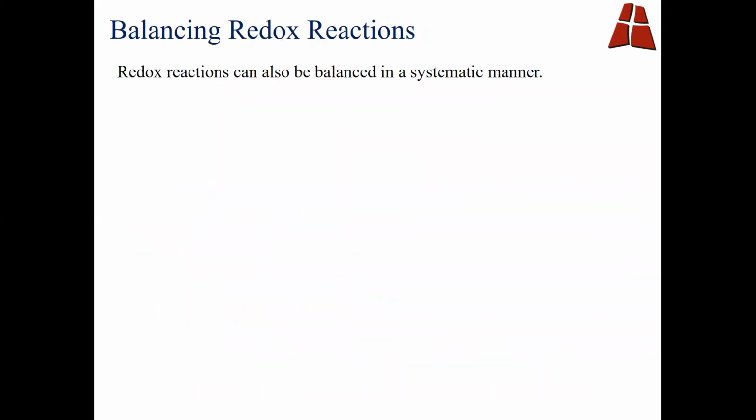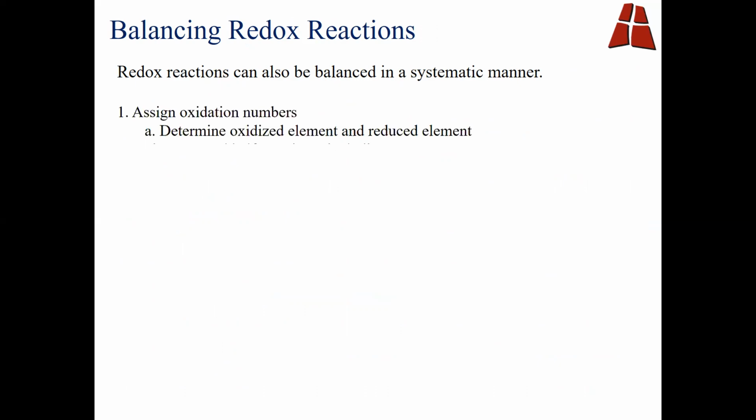Once we determine the oxidation states of elements, we might have to balance a redox reaction. And this can also be done in a systematic manner. To start, you want to assign oxidation numbers, so use the rules on the previous slide to do that. Determine which element is oxidized and which is reduced.